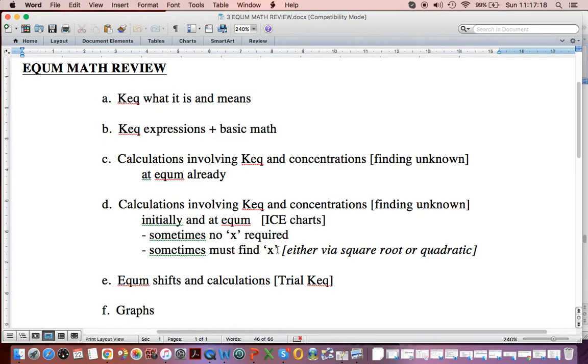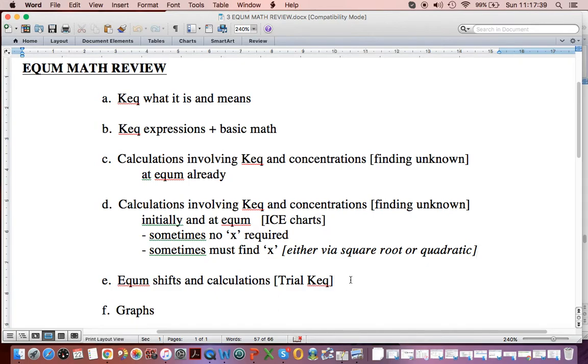Sometimes for finding X, you can use the square root method if both sides are perfect squares. And unfortunately, if both sides are not perfect squares, then it goes to quadratic. And if you have a graphing calculator, that means you have to get into a proper equation that equals 0 and solve for the zeros.